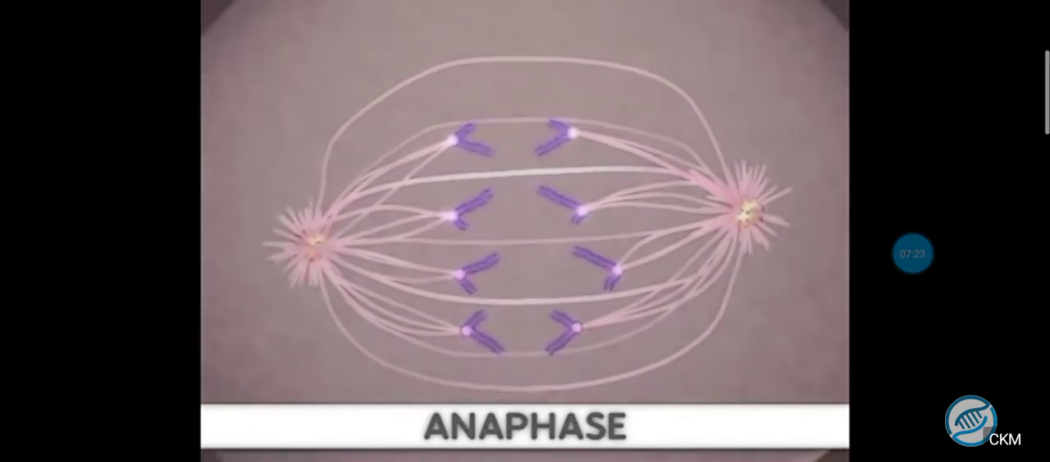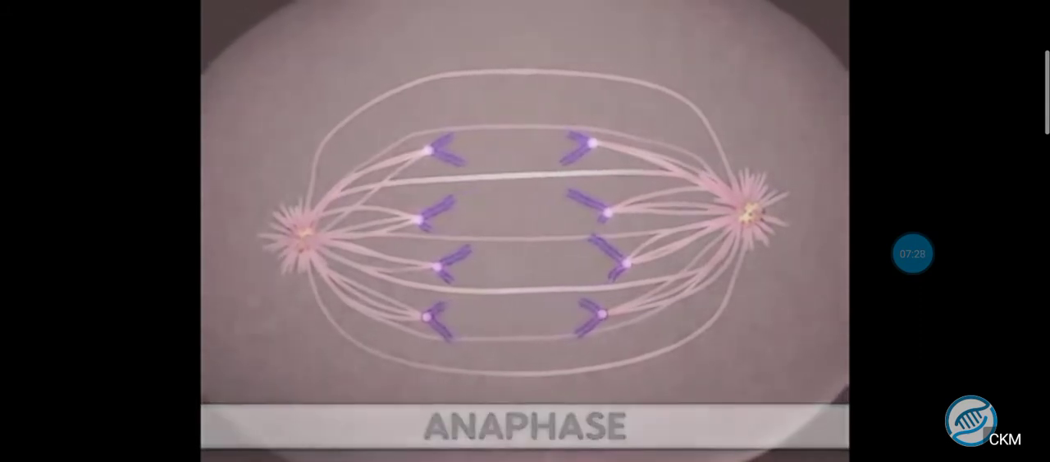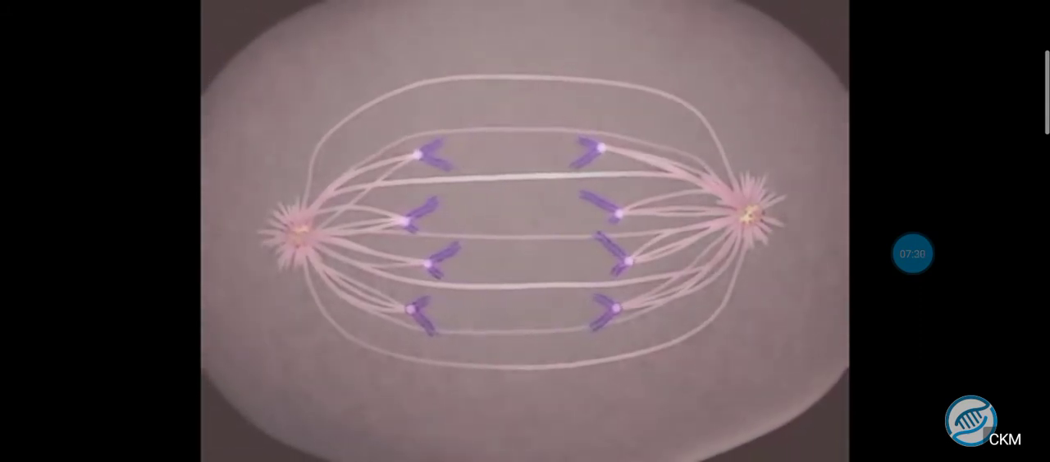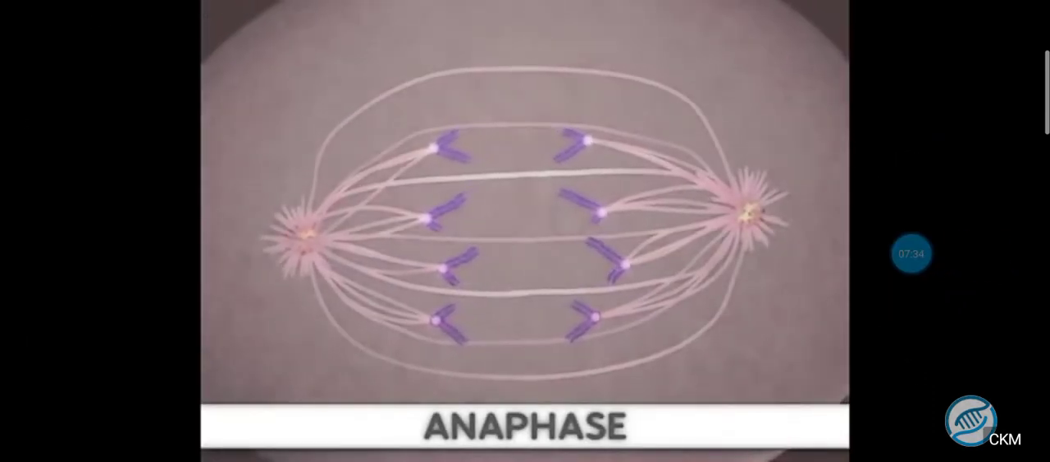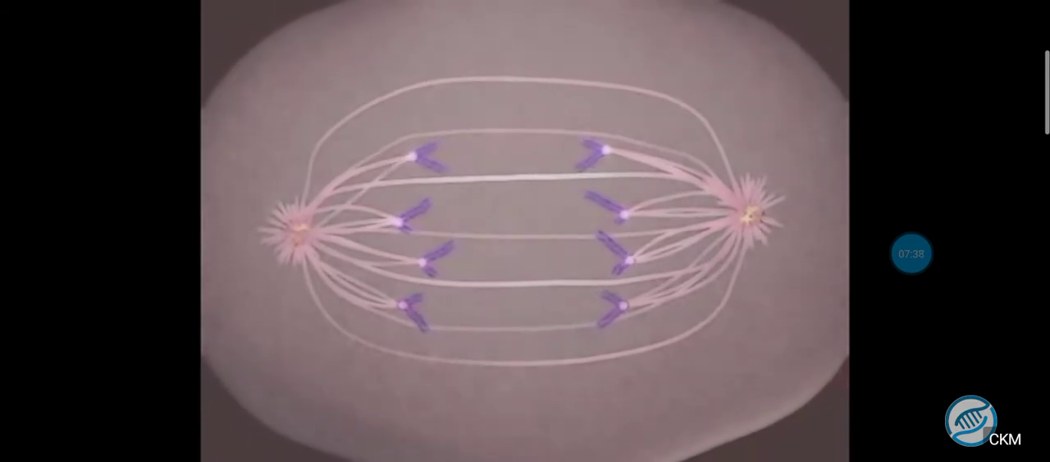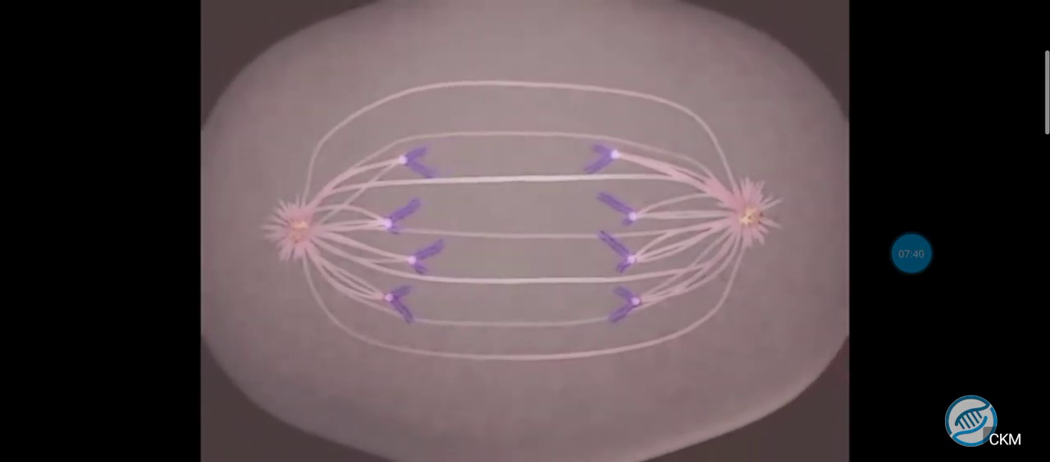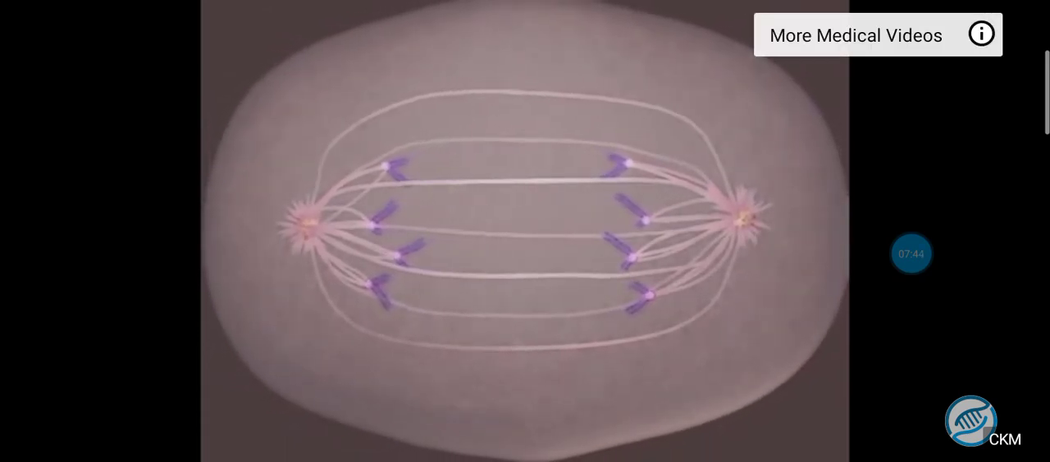And now what is happening? Each sister chromatid goes to each pole. It means now there is a separation of the chromosomes. You can see that now each pole will have an equal number of chromosomes, and the non-kinetochore fibers are also elongating themselves.